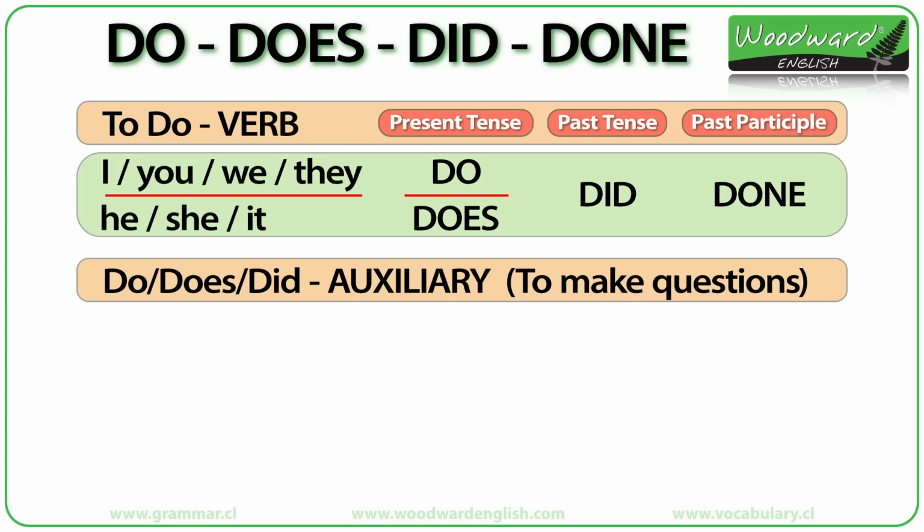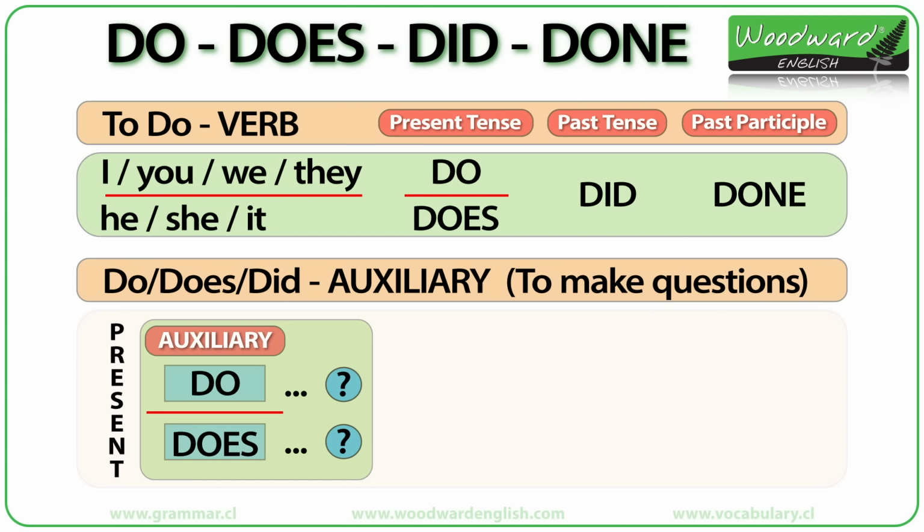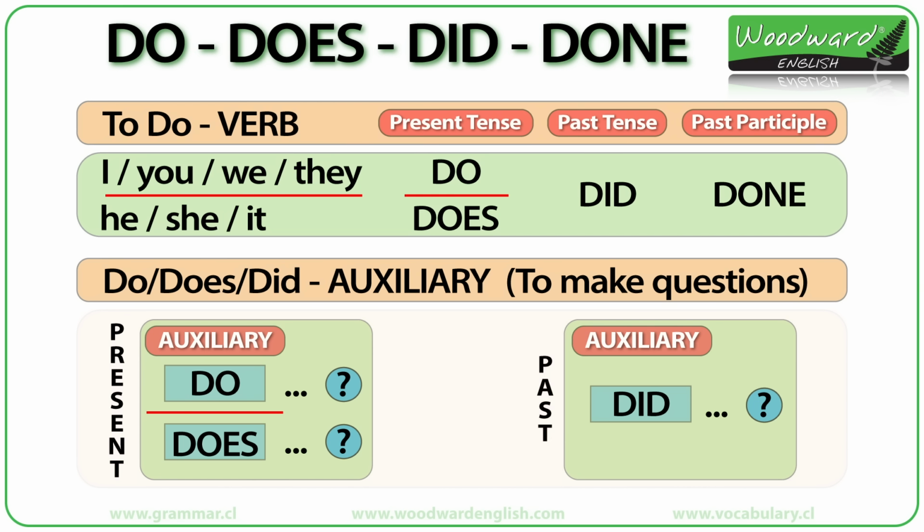Do can also be an auxiliary verb in the form of do and does to make questions in the present tense, and did to make questions in the past tense. Let's look at each one in more detail. We will start with the verb to do.